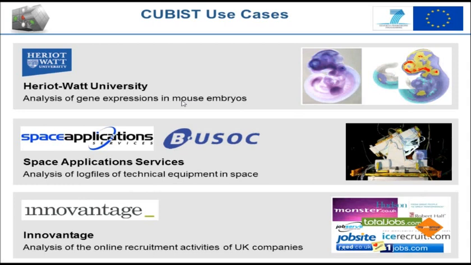3 partners in the CUBIST consortium are use case partners, and they provide quite different use cases which showcase the prototype. The Heriot-Watt University use case deals with biological data and focuses on the analysis of gene expression in mouse embryos. The Space Application Services use case focuses on the analysis of log files of technical equipment in space, for example, on satellites. Finally, in the Innovantage use case, analysis of the online recruitment activities of UK companies is conducted.